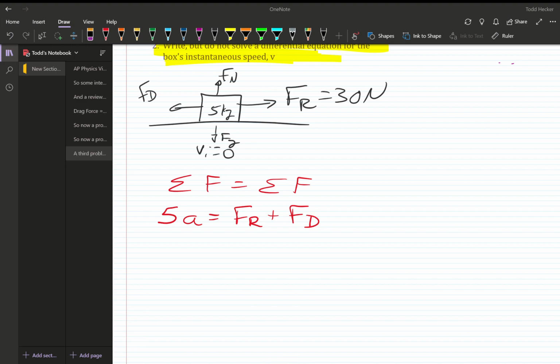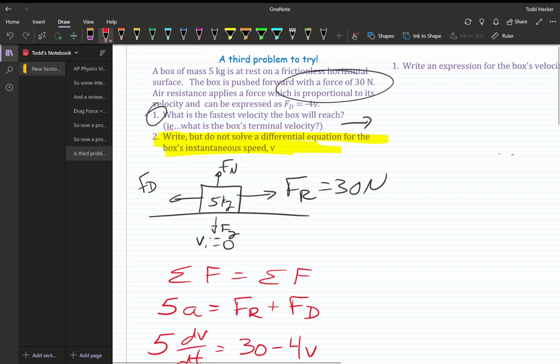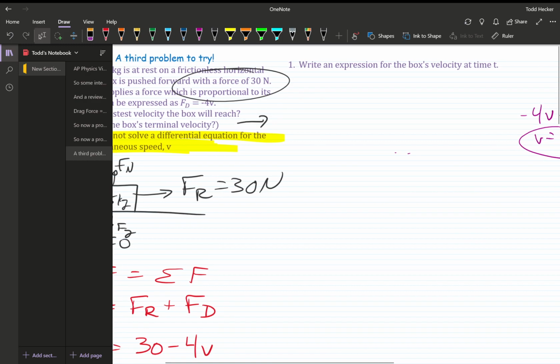And so you get 5 dv/dt equals 30 minus, what was our drag force? 4v. So there you go, there's your differential equation. And then the final step of this, I got moved over here when I was cutting and pasting, so this should be question number 3.